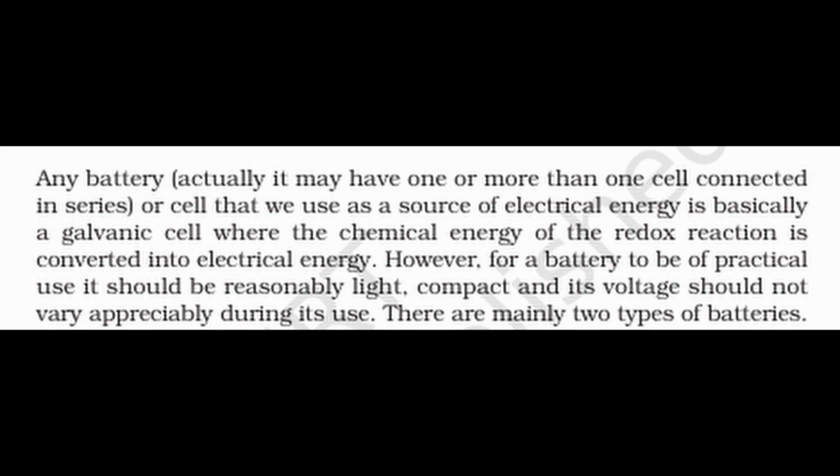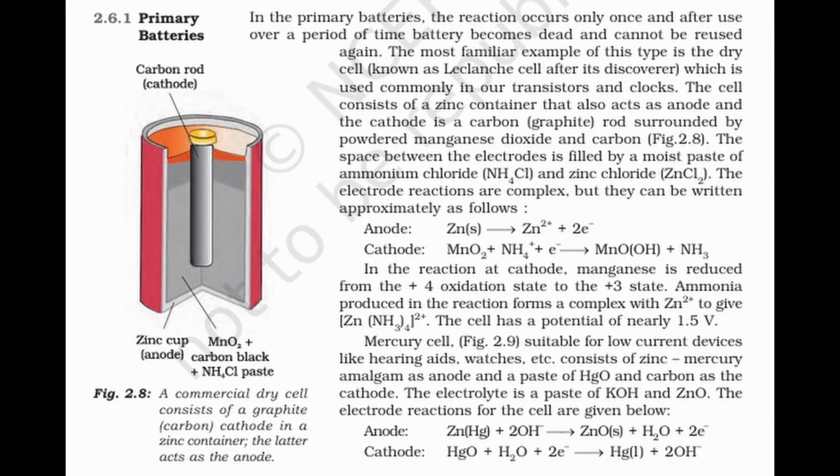Any cell or battery that we use as a source of electrical energy is essentially a galvanic cell. In these devices, the chemical energy released during a redox reaction is converted directly into electrical energy. For a battery to be practically useful, it should be light, compact, and capable of supplying a nearly constant voltage during its operation. Based on their reusability, batteries are broadly classified into primary and secondary batteries.